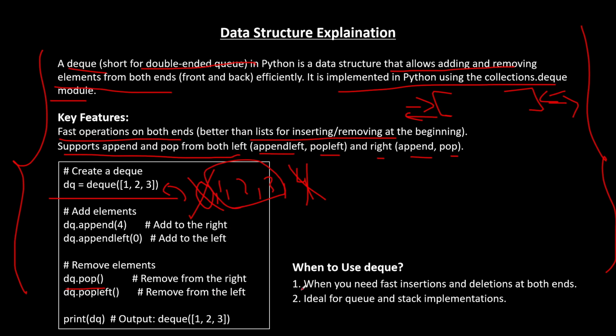So when to use DQ? When we need a fast insertion or deletion at both ends, it is ideal for queue and stack implementation. If you understand, in Python we don't have a stack data structure out of the box like we have in C++. So we will be using DQ as a stack in our approach to solve this issue.